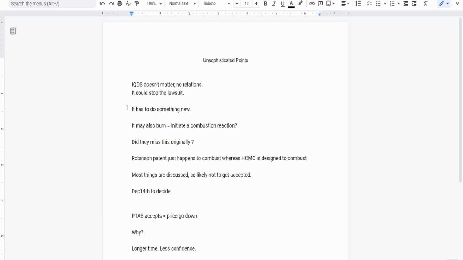Now, let's talk about the two things that could get this review started, and also why I possibly feel this review won't get accepted. Firstly, right now they're comparing this patent with the Robinson patent. The Robinson patent says that it may also burn. One of the questions to ask now is, does "may also burn" equal "initiate a combustion reaction"? Obviously, initiating a combustion reaction is HCMC's patent. That's one of the questions: do these two mean the same thing? This is very key and very important to understand. And then, when they first made this patent, did they miss this whole point? Did they miss the fact that this could potentially mean the same? Because if they did, then that means they have missed that point. And if these two questions are answered yes, then they will have to do this patent review again.